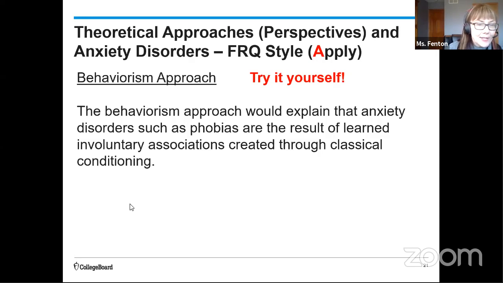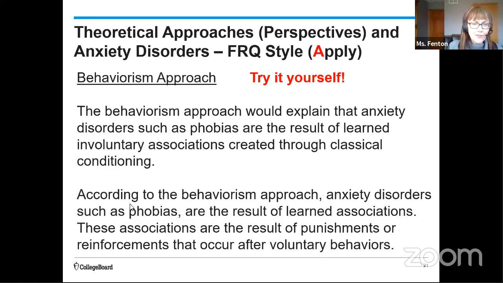Okay, so there's a couple ways you could have gone about it, well, actually there's more than 2, but the first one I put up here is looking at how Watson might explain it. So phobias, like all behaviors, are learned, and this would be learned through involuntary associations, potentially created through classical conditioning. Or if you're looking at it more from an operant conditioning perspective, learned associations are the result of punishments or reinforcements that occur after behaviors that would either increase the behavior in the future, a reinforcement, or decrease it if it were a punishment.